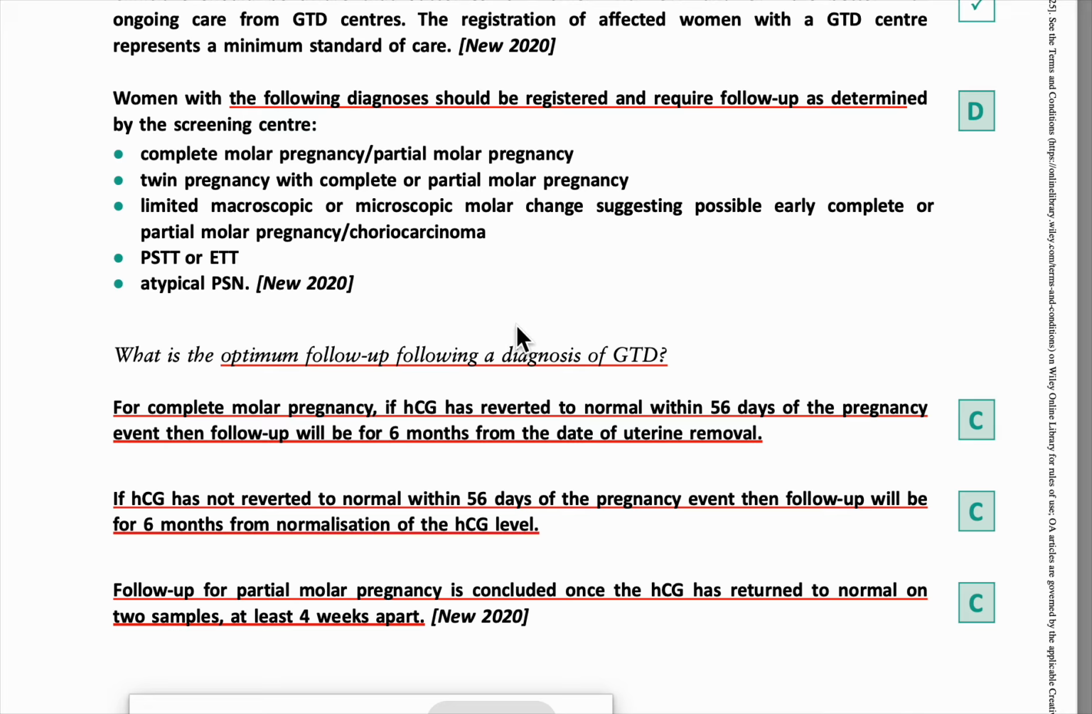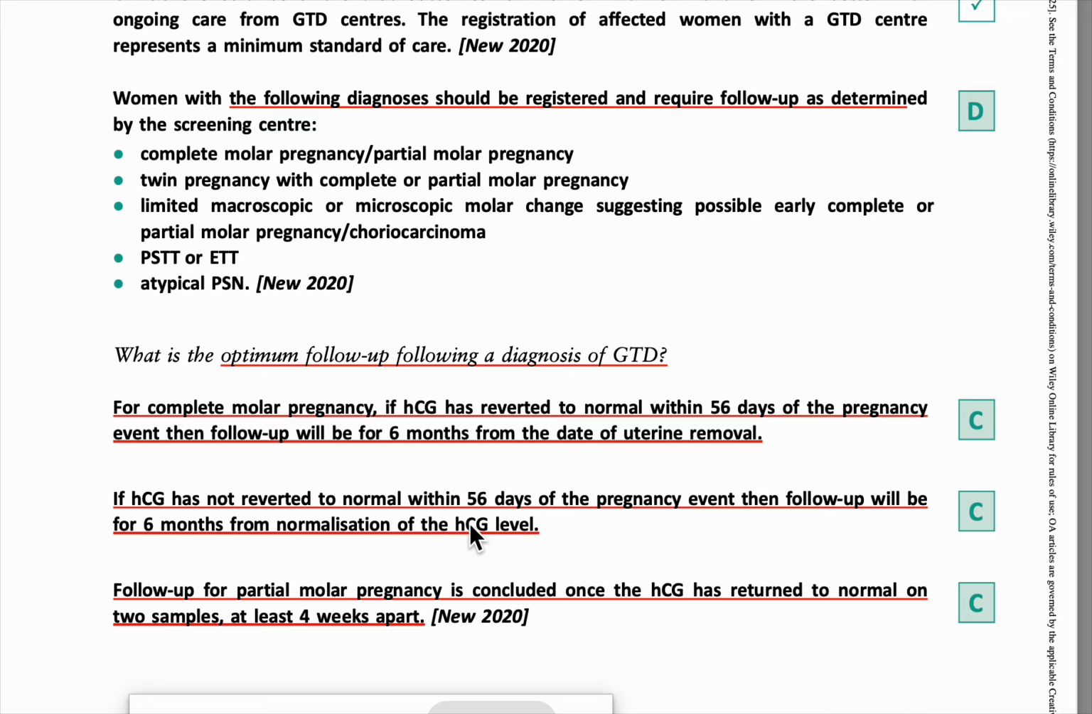Another thing is the follow-up, and this follow-up is very important. If it is a complete molar pregnancy, the hCG level has to become normal within 56 days of the evacuation. If it becomes normal, we will follow up six monthly from the date of the uterine removal, meaning the date we removed that molar pregnancy. But if within 56 days it does not become normal, then we have to continue.